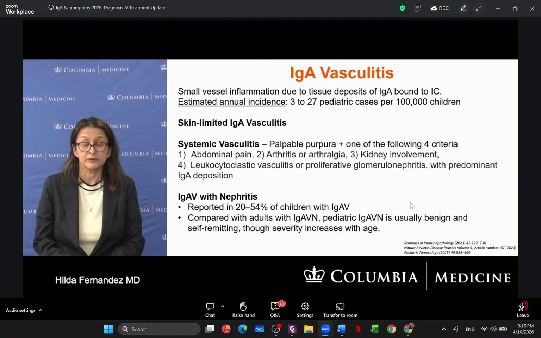As compared to adults with IgA vasculitis with nephritis, pediatric patients tend to have a more benign and self-limiting course, though the severity does increase as they get older.